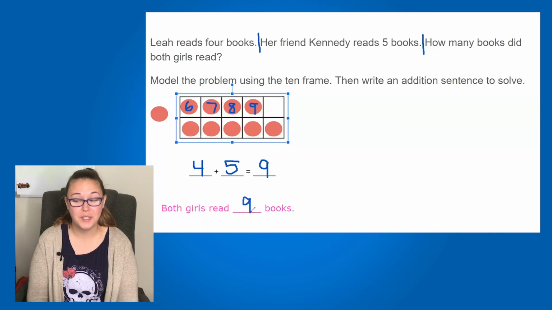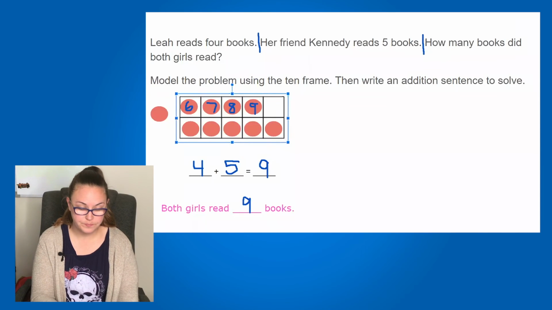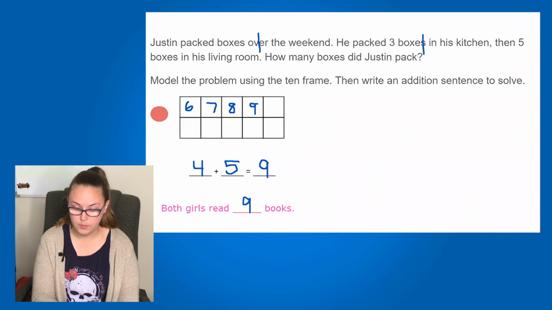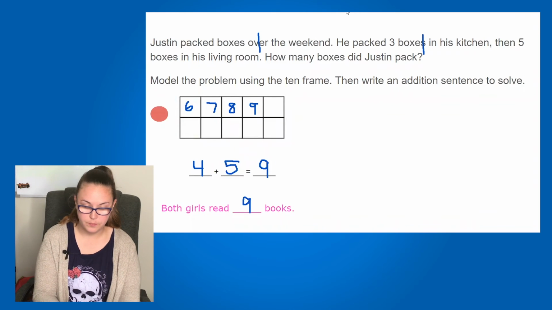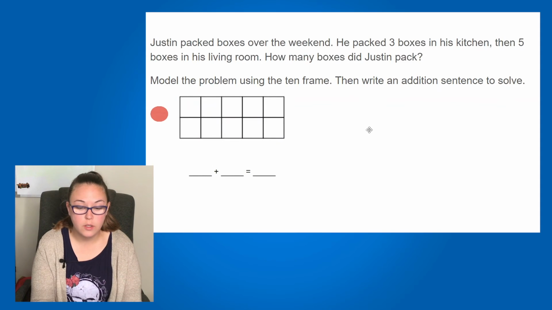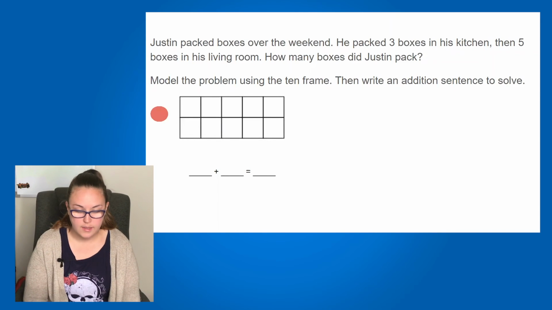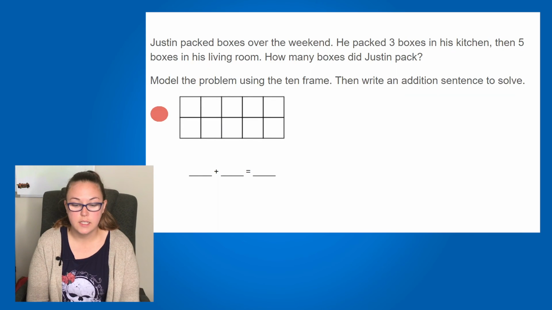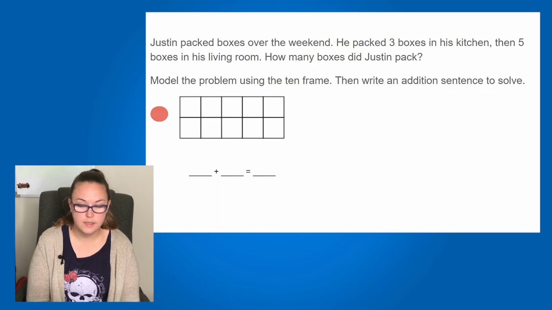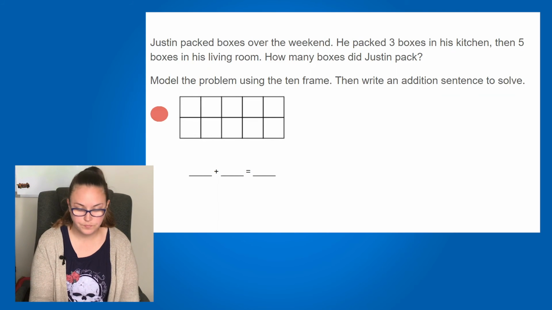Really, really great job. There's one more problem that we're going to solve today, and that problem is right here. So let's read the whole problem from start to finish, and then we'll go back and solve each sentence. Justin packed boxes over the weekend. He packed 3 boxes in his kitchen, then 5 boxes in his living room. How many boxes did Justin pack?